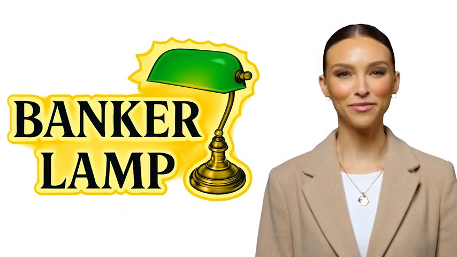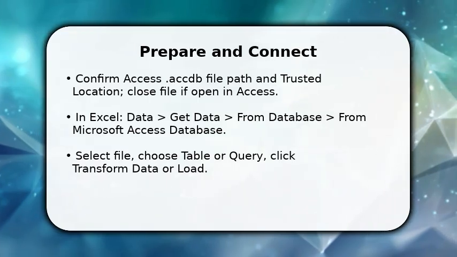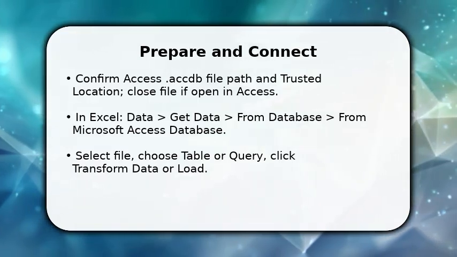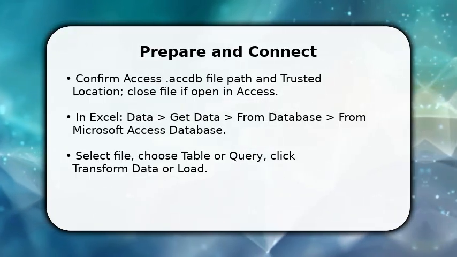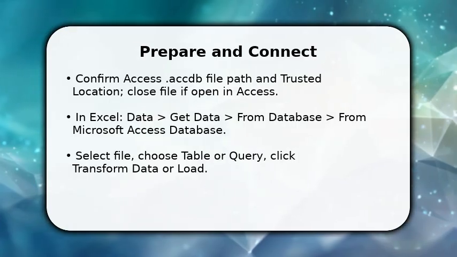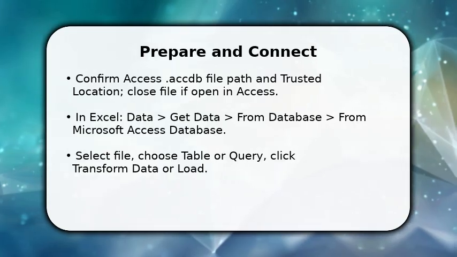Please enjoy the video. You start by verifying the Access DB file and placing it in a trusted location so Excel can read it. Make sure the file is closed. In Excel, go to Data, Get Data, From Database, then From Microsoft Access Database. Once done, browse to the file and open it.